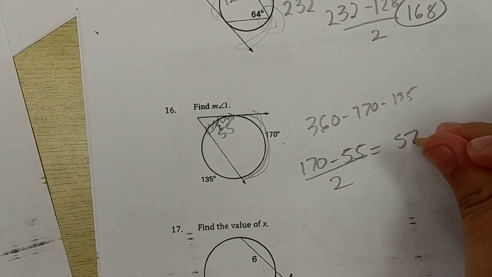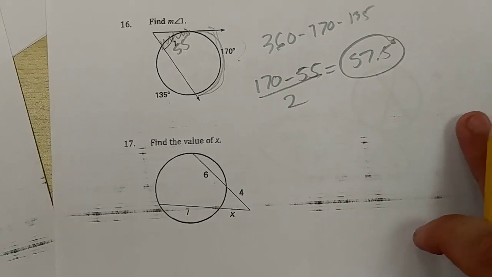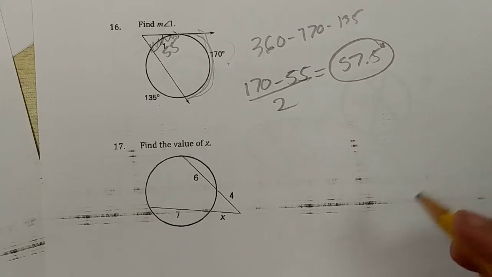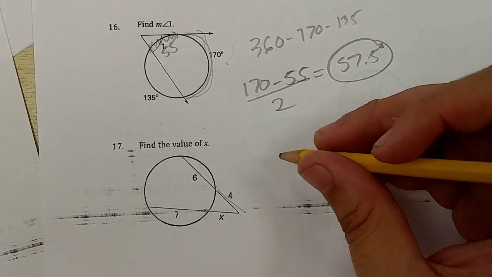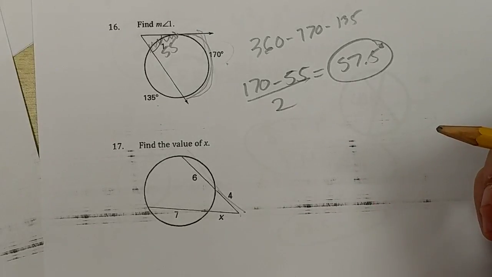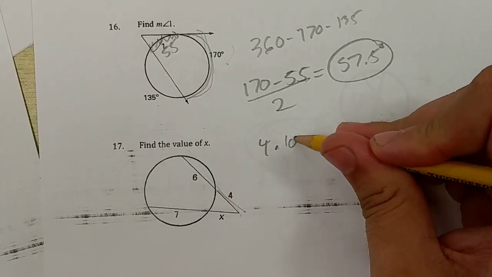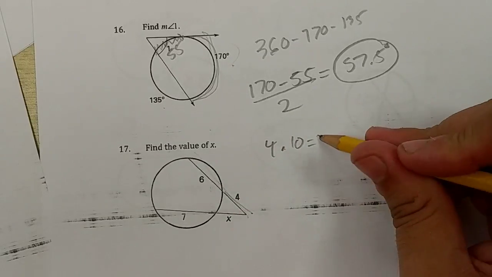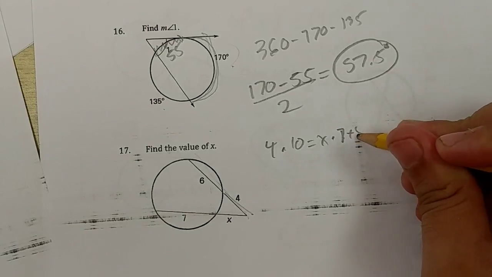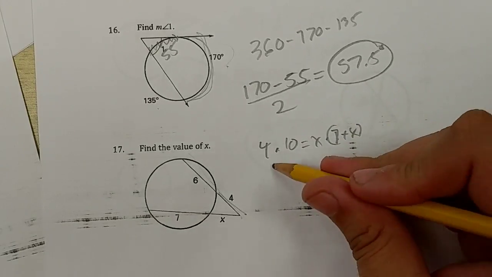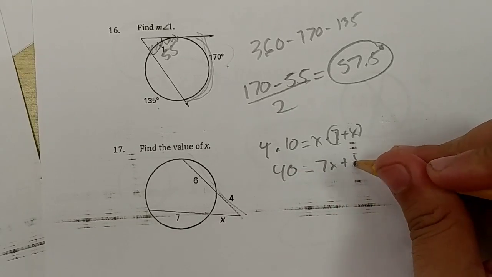That is going to be 57.5 degrees. Over here, find the value of x. So this is small piece times the whole piece. Was this factorable? I hope so. So 4 times the whole piece, which is 10, equals x times the whole piece, which is 7 plus x. So you have 40 equals 7x plus x squared.